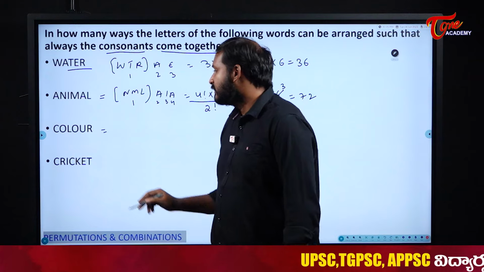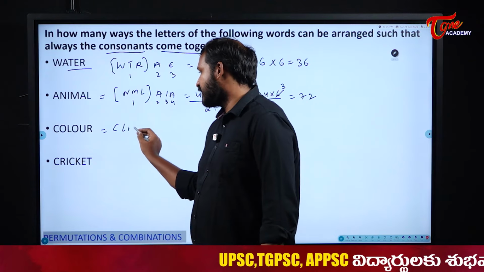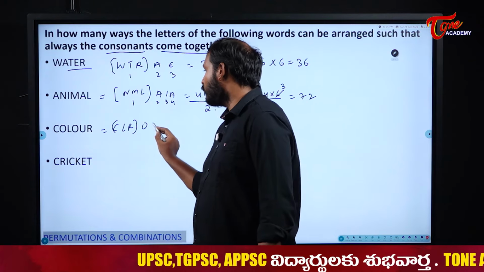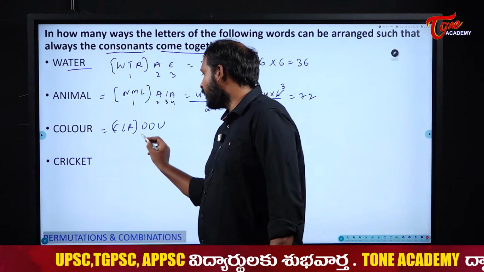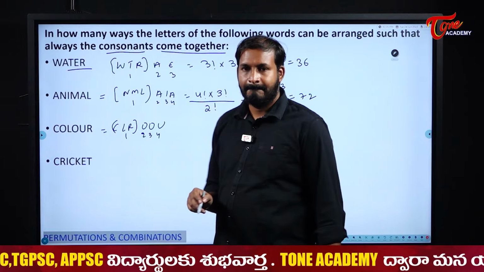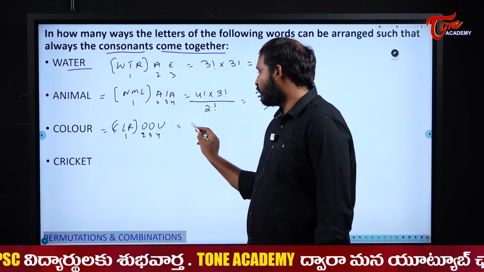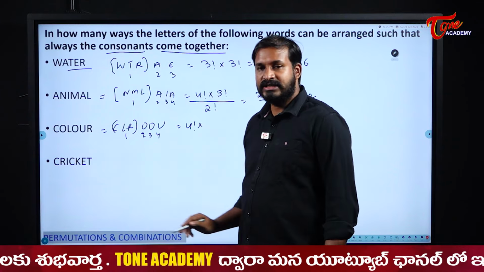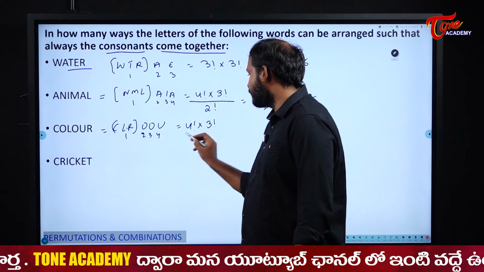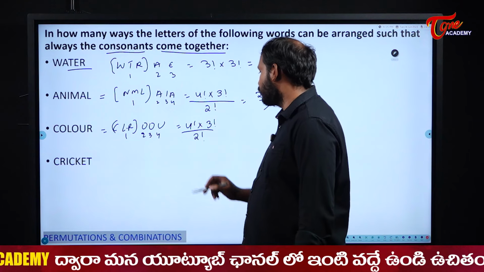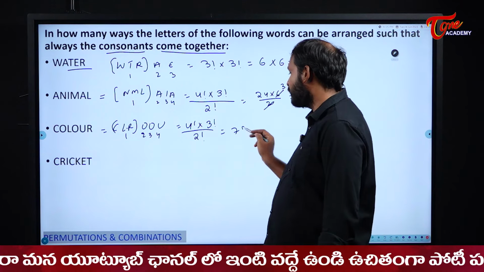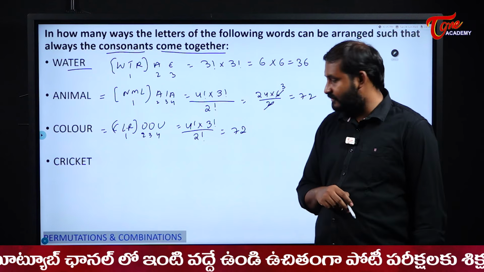Similarly, color. So consonant C, L, R as a group, O, O, U. So 1, 2, 3, 4. So it can be arranged in 4 factorial ways into consonants internally can be arranged in 3 factorial, and O was repeated for 2 times, so 2 factorial, the same thing as the above one. So you will get the same answer 72.